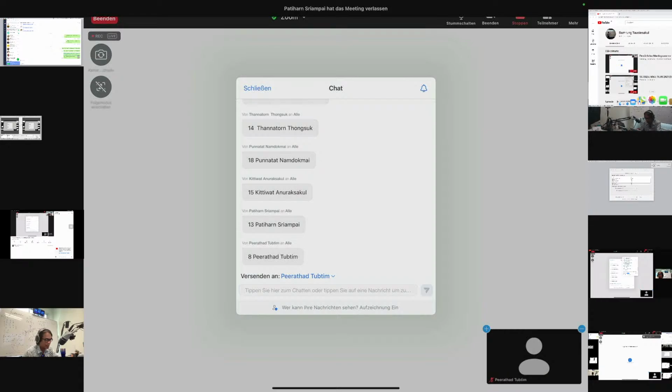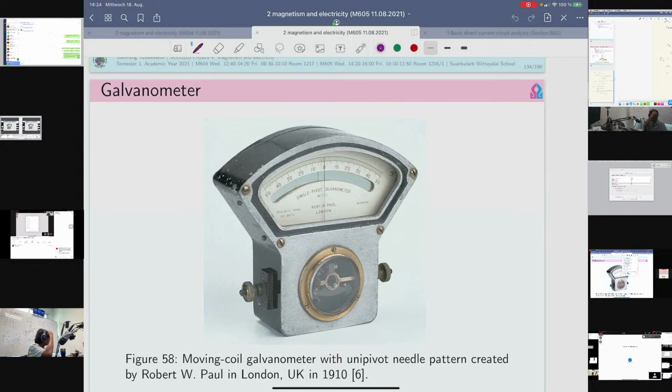Galvanometer, right? Everything is all right. We will start right now.